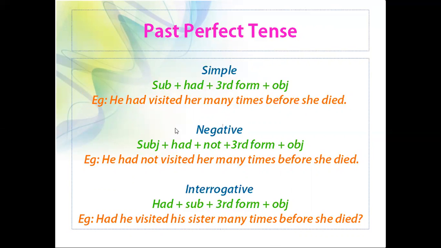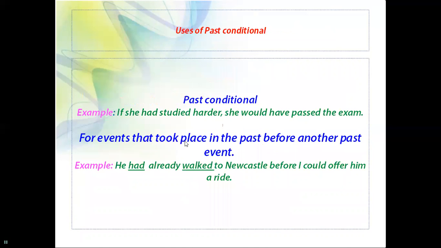So this is the structure of past perfect tense. In simple, subject plus had plus third form plus object. While writing negative, subject plus had plus not plus third form plus object. While writing in interrogative, had plus subject plus third form plus object. It is used as a past conditional also.